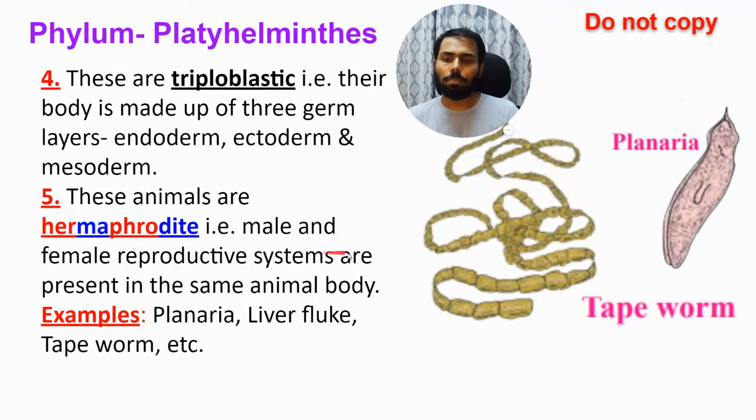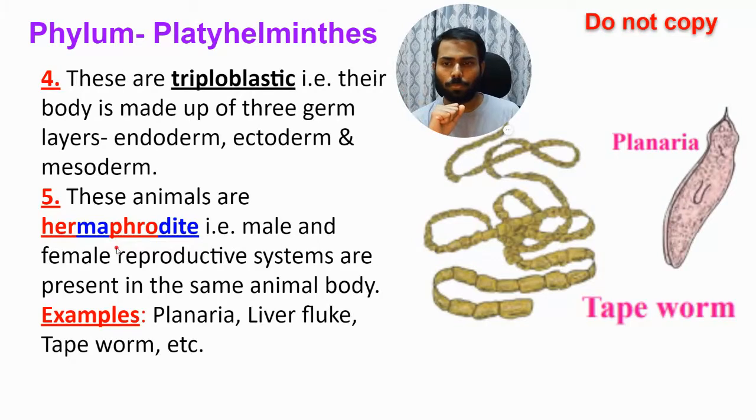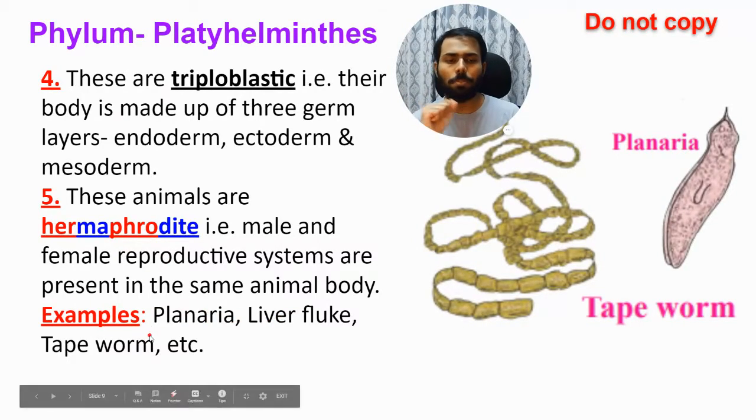Male and female reproductive systems are present on the same animal body. Generally what happens is one body will be a male body, one body will be a female body, right? Both of them will be separate, and when they both come together, they're going to reproduce, right? But in case of hermaphrodites, both male and female reproductive systems are on the same body. Okay. And examples are planaria, liver fluke, tapeworm, etc.